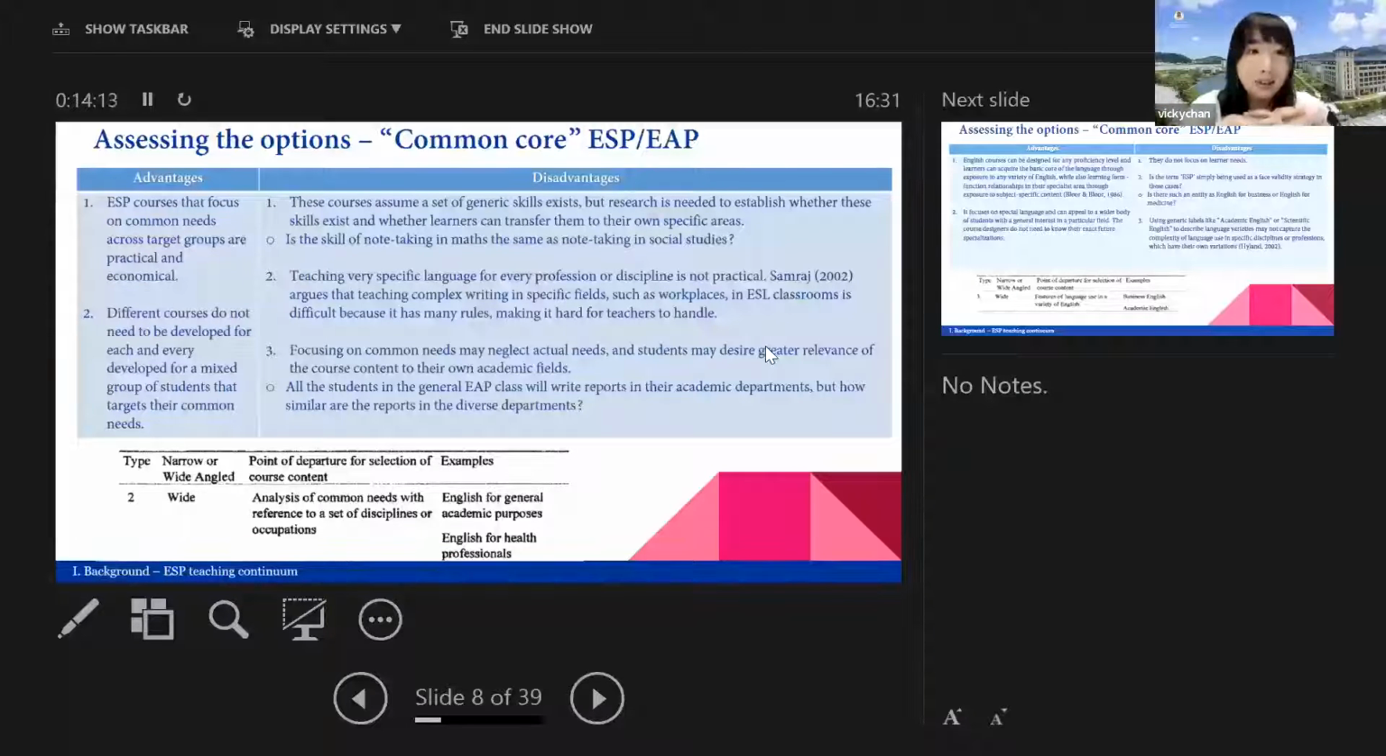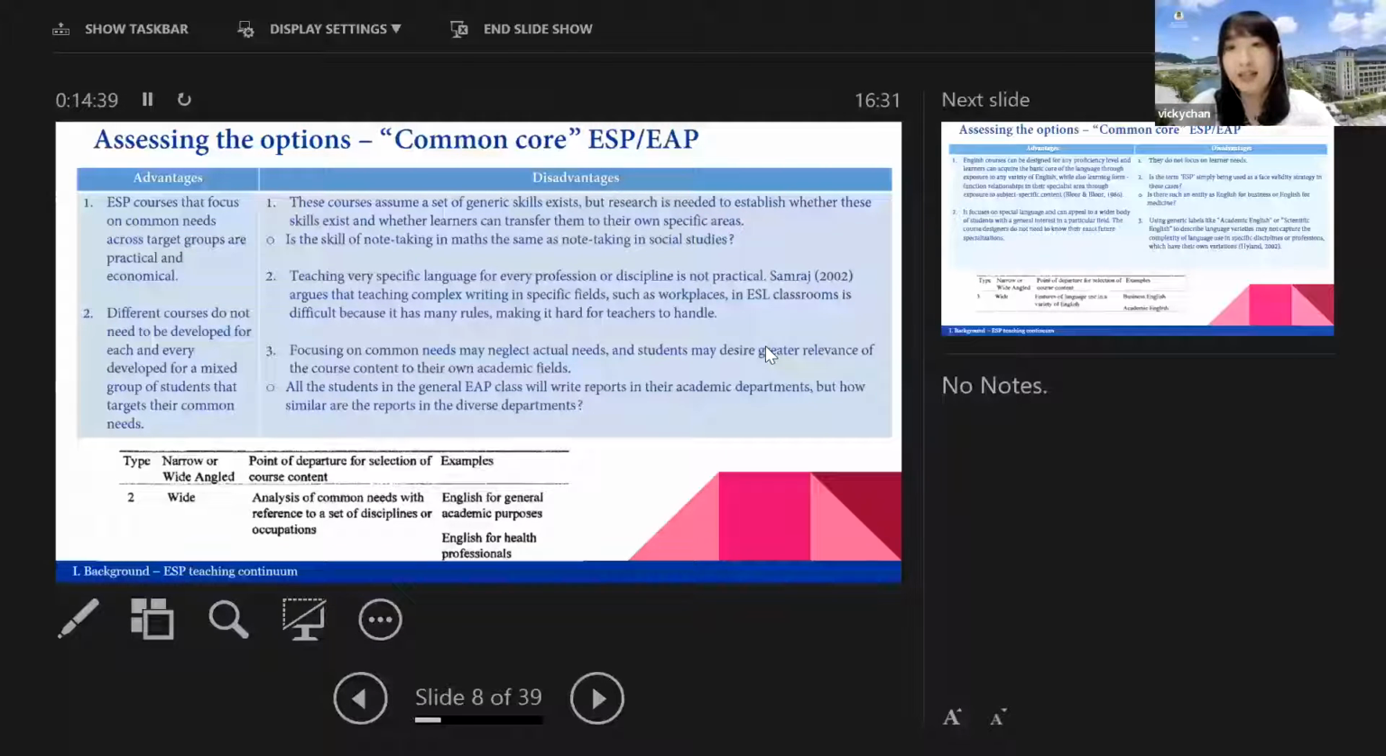And the second advantage is that if we develop a common core for an English course, then we do not need to invest human resources to develop a new course for a specific group. So basically, it's one that fits a mixed group of students.